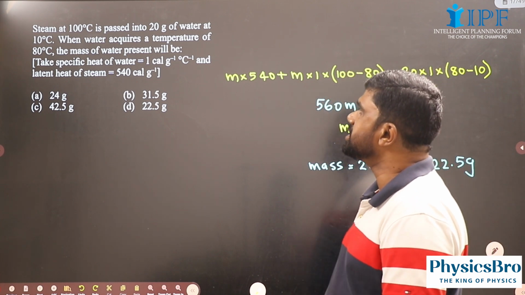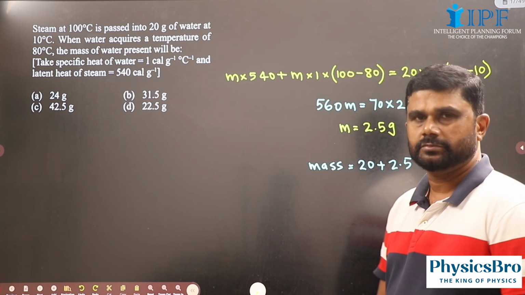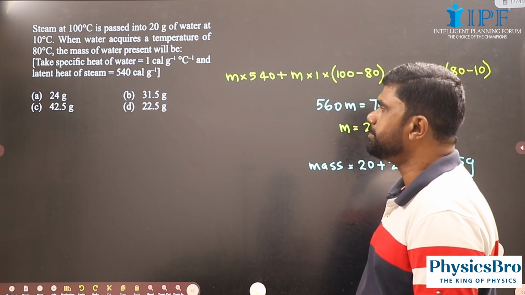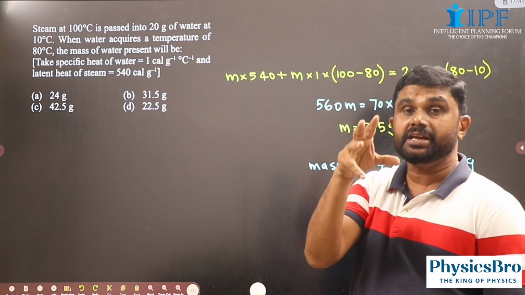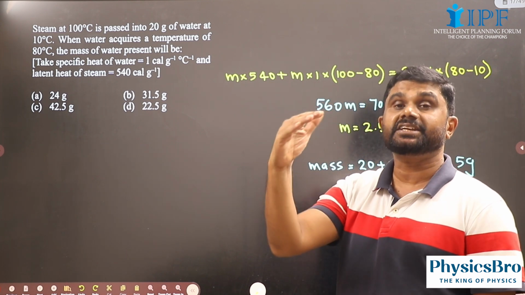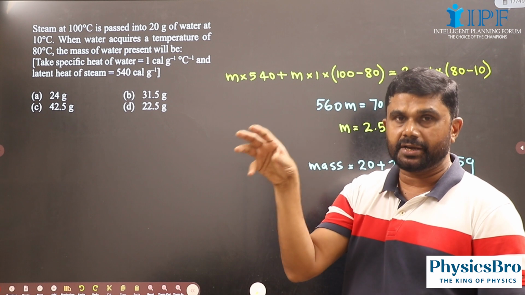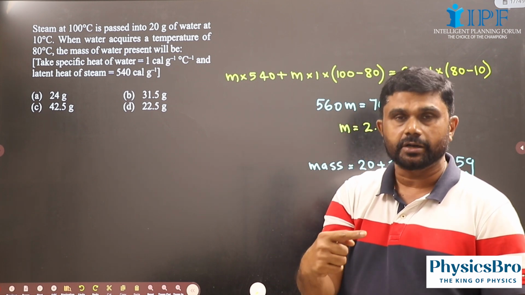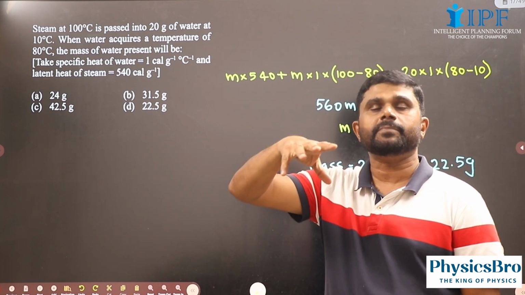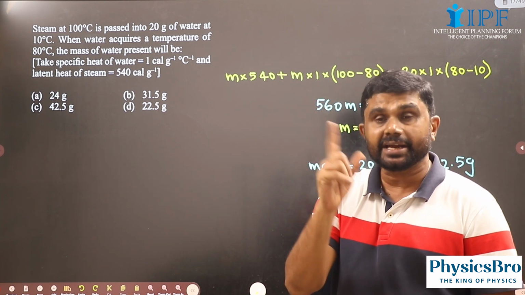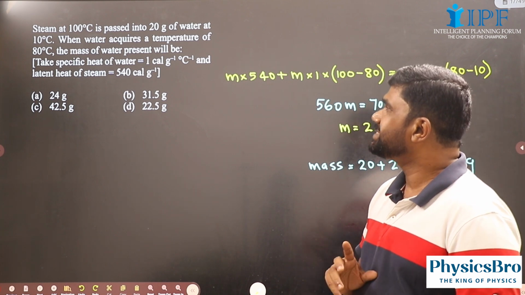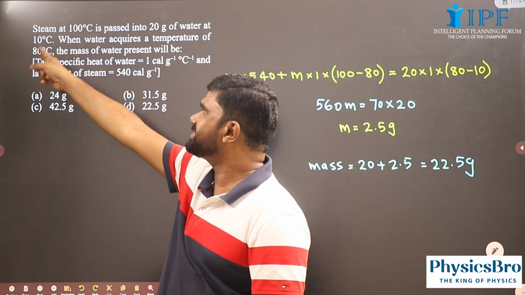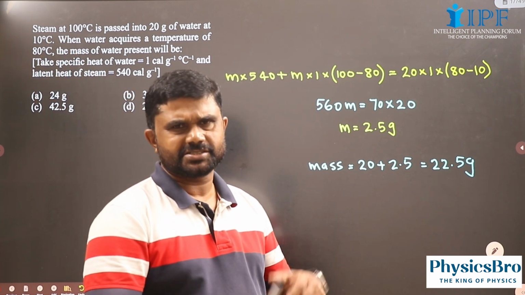Steam at 100 degrees Celsius is passed into 20 gram of water at 10 degrees Celsius. When the water acquires a temperature of 80 degrees Celsius, see, we have steam at 100 degrees Celsius that is to be converted into 100 degree water initially. Then that 100 degree water is to be cooled to 80 degrees Celsius. Then some heat will be released. That heat must be used to increase the temperature of 20 gram of water from 10 degrees Celsius to 80 degrees Celsius.